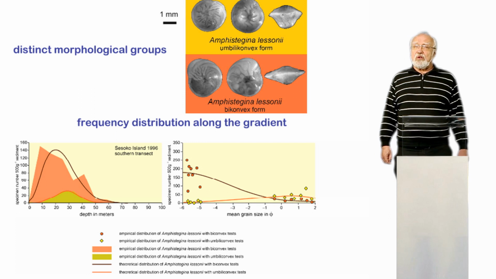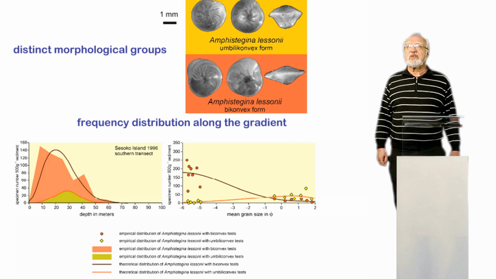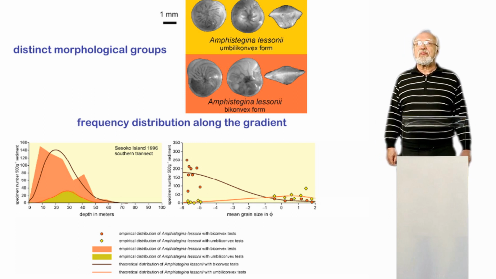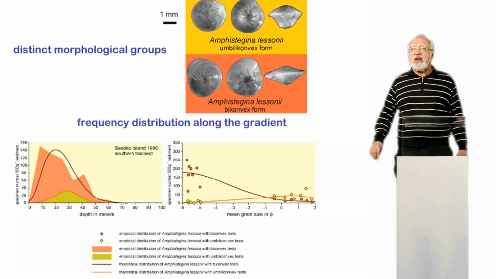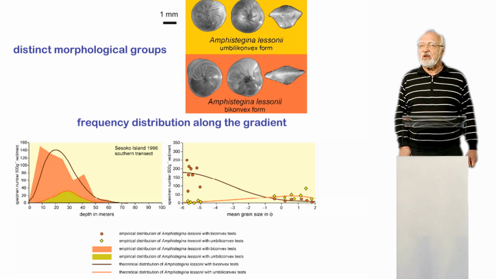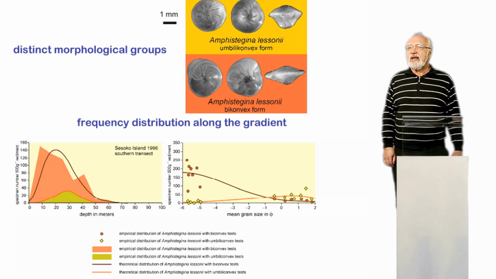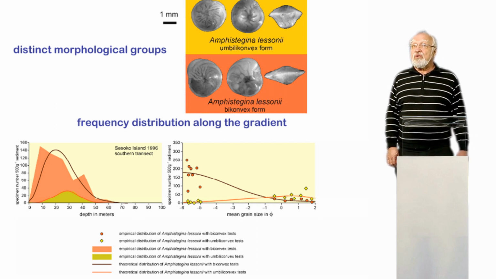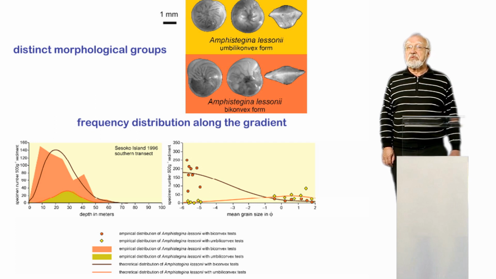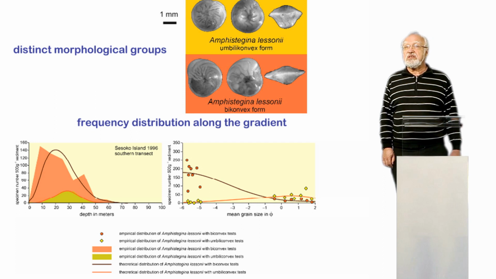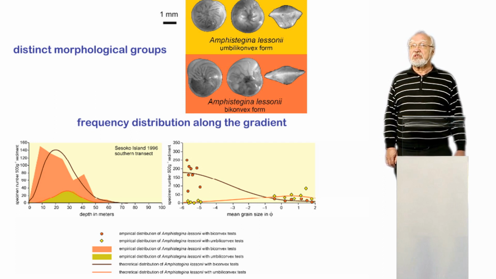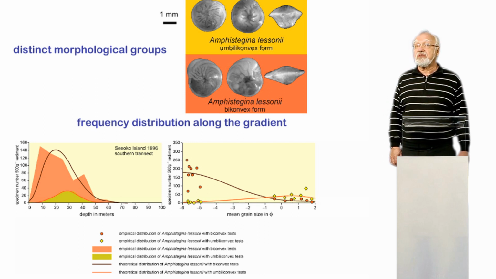Now we will find a problem here, because from the Amphistegina lessonii group, you can see here two forms. One is really biconvex and the other is umbiliconvex. And if you look at the frequency distribution along the gradient, then you can see they are really overlapping. So are these two generations?